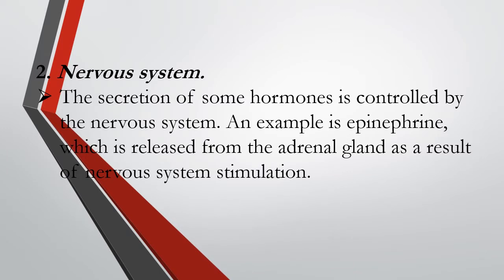Then the nervous system is another main system that regulates your hormone production, as it regulates a lot of mechanism in the body. Okay, so isa dito is the hormone epinephrine, which is coming from your adrenal gland. Okay, this is stimulatory to your nervous system.